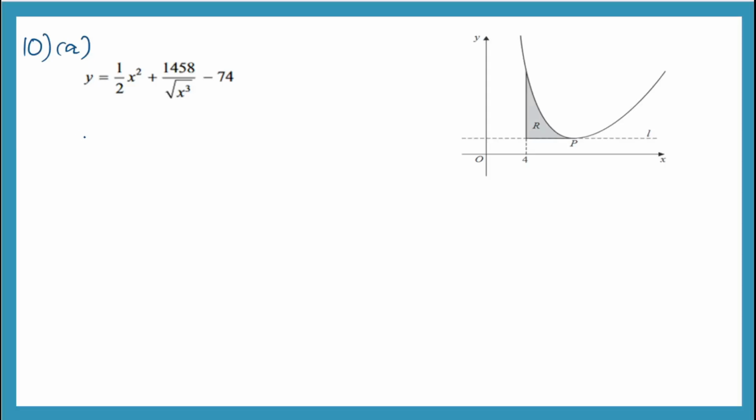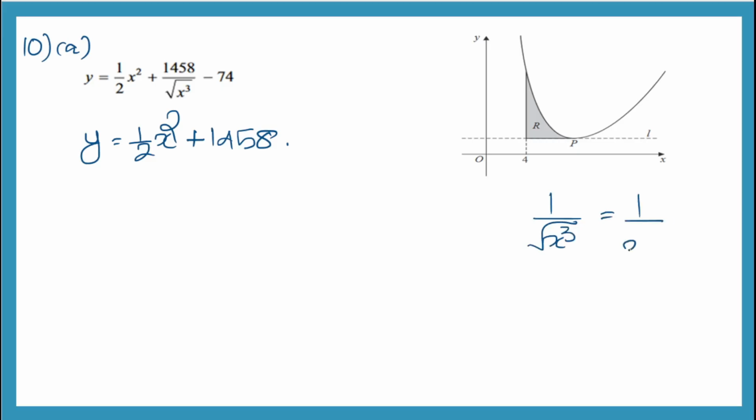Now rewrite y as 1 by 2 x square plus 1458 times 1 by root x cube, which equals 1 by x to the power 3 by 2. That equals x to the power minus 3 by 2, minus 74.